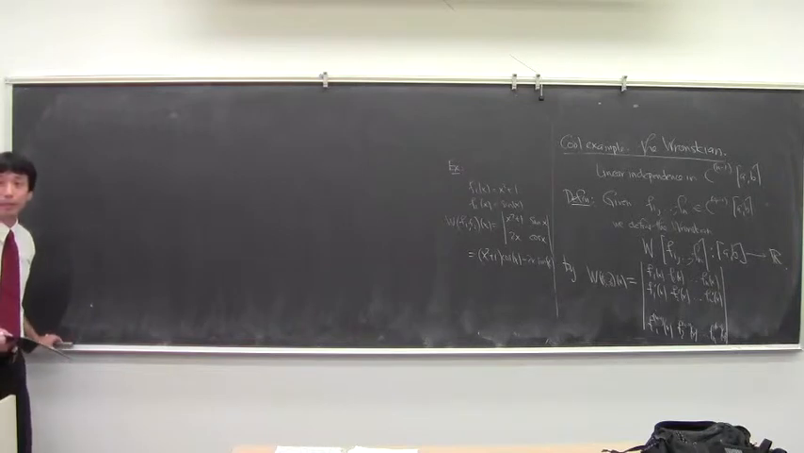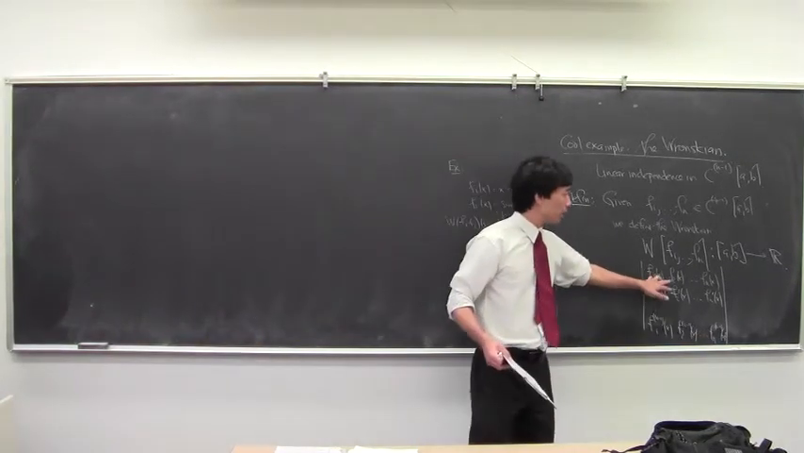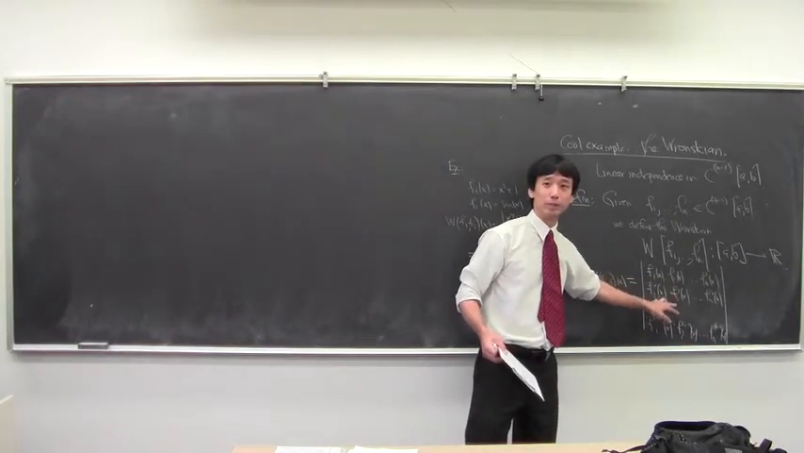Okay, everyone all right with the definition of the Wronskian? It's pretty simple, right? You just take a bunch of functions, you put them on the first row, and then you take derivatives of them down.